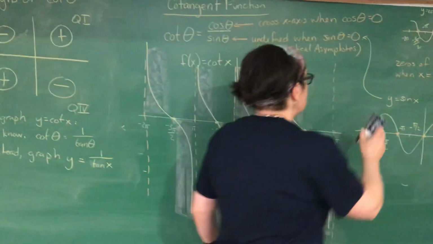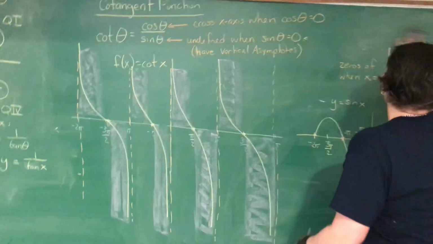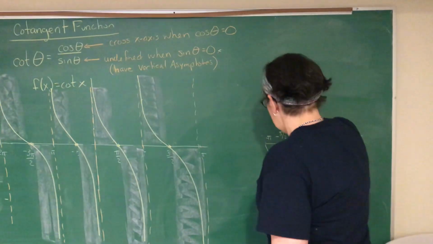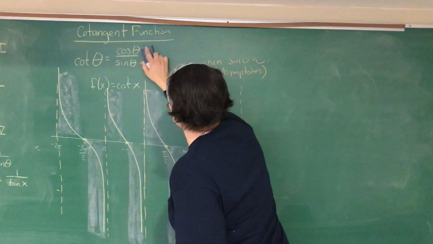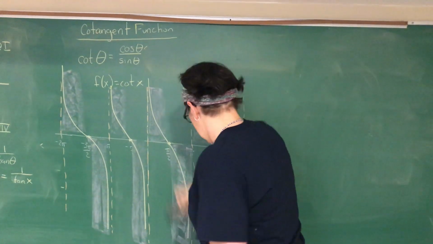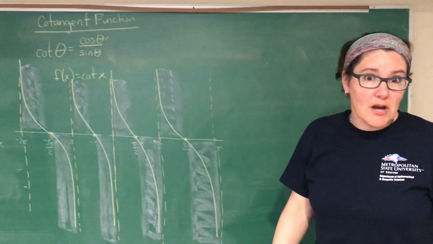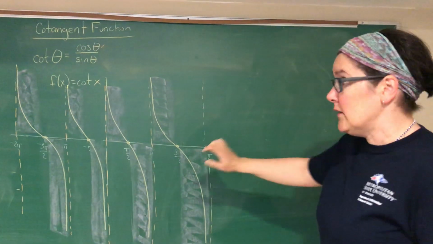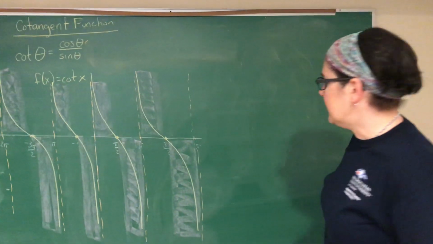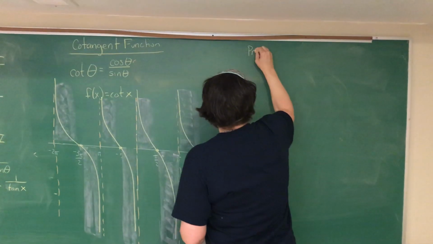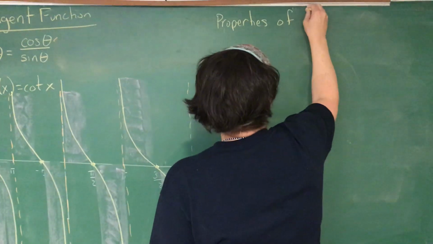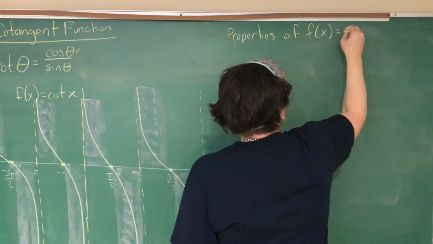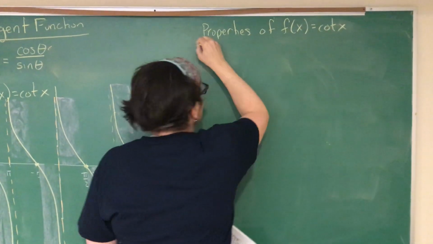Final piece of information that we want to talk about here is we always want to talk about the properties. Again, this is important in terms of a first date with a function. You always want to ask on a first date, what do you like to do? What's your job? All of those sorts of things. Important features about the cotangent function, properties of f of x equals cotangent of x.